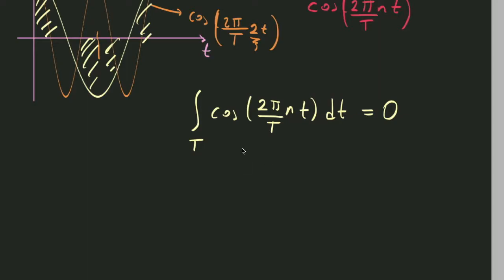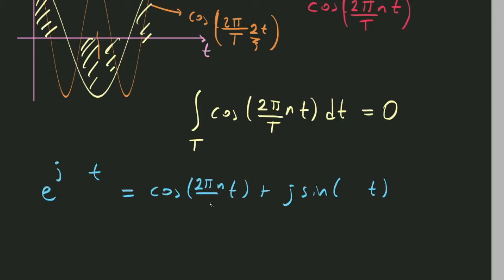Now, this function is pretty generic, but we can make it even more generic by letting an imaginary part enter into the function. This function would be e to the j t, which is equal to cosine t plus j sine t. Let's put this frequency component into it to make it e to the j 2 pi n over capital T times t.